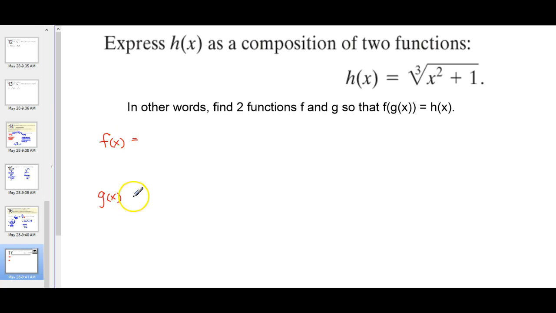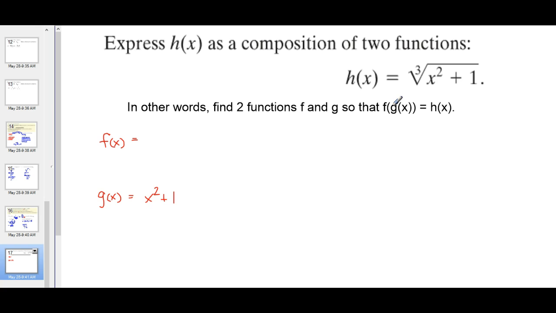So it's kind of easy to see that this is underneath that radical, so it's inside of this other function. So x squared plus 1 is our inner function. So it's the one that's inside the other function.